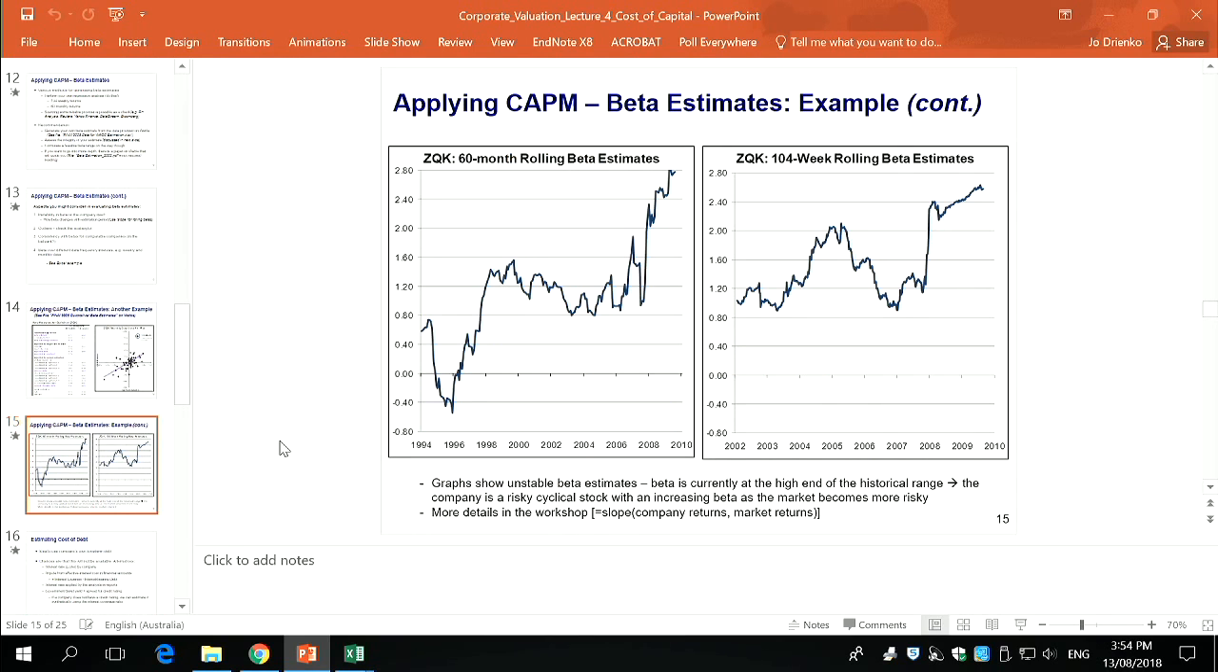This is the rolling beta. Remember the syntax. Don't make this mistake. The syntax is slope in Excel, returns of the company first, not the returns of the market, not the ASX 200 or the MSCI. It's the returns of the company, JB Hi-Fi, Harvey Norman, whatever it is, and then the returns of the market. For you, this is either the ASX 200 or the MSCI. And then you can plot your rolling betas to see how stable they are.